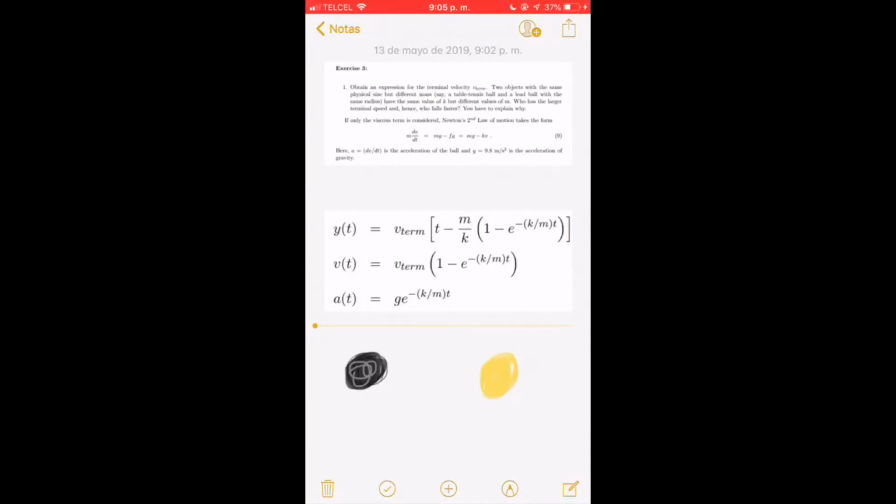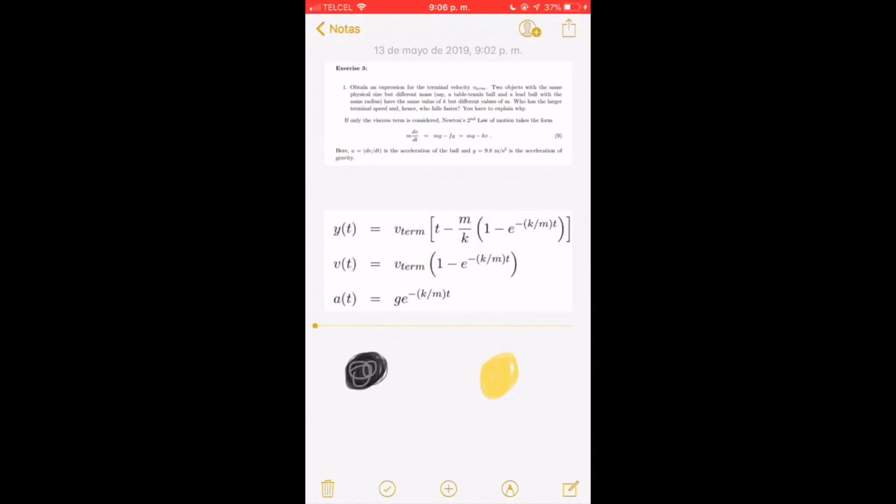Exercise 3. Obtain an expression for the terminal velocity. Two objects with the same physical size but different mass, like a table tennis ball and a lead ball with the same radius, have the same value of k but different values of mass. Which has the larger terminal speed, and hence which falls faster? You have to explain why.